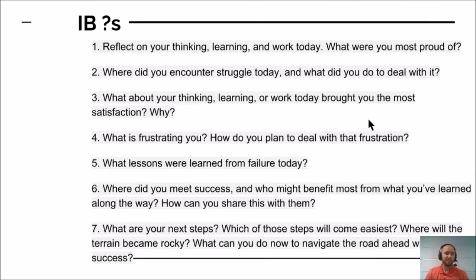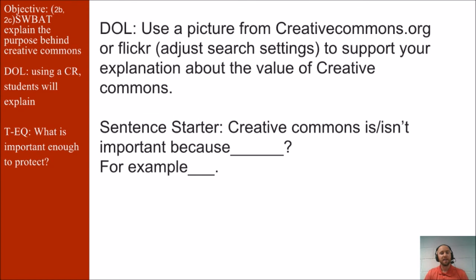That's it for the lesson. Creative Commons is a pretty short lesson. Choose one of these IB questions to answer and reflect on. And then the lesson itself is short, but the DOL is going to be a bit longer than what you're used to. So the demonstration of learning says use a picture from creativecommons.org or Flickr, and you'll have to adjust your search settings. I'll show you how to do that in a second.